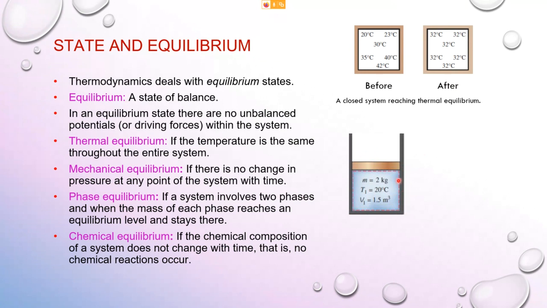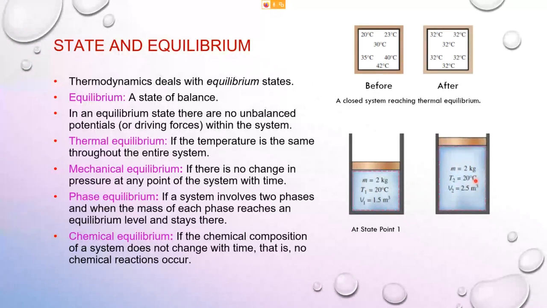Now, from this you can see mass 2 kg, temperature 20, for example, volume of 1.5 meter cube. This is what we call a state point. It's defined by this amount of mass, this temperature, and this volume. So the first point is defined by these properties here. If you supply heat or remove heat, and any one of these properties changes, it will undergo a change in state.